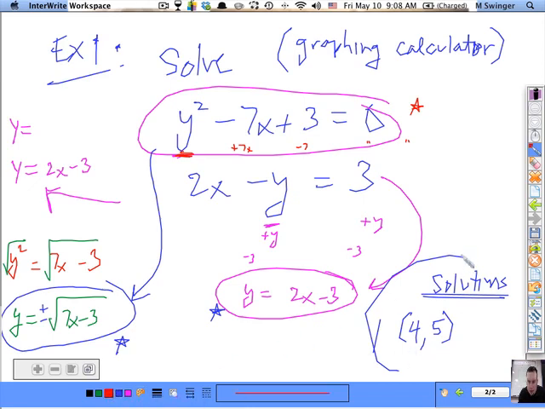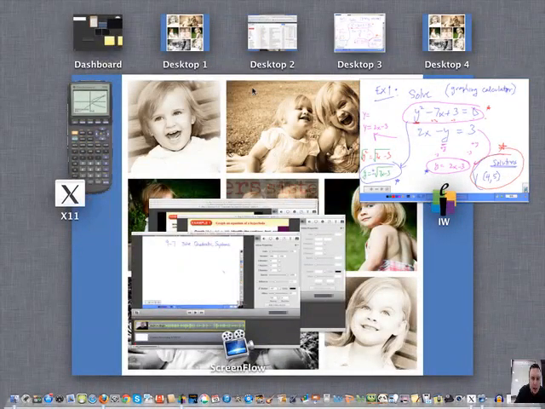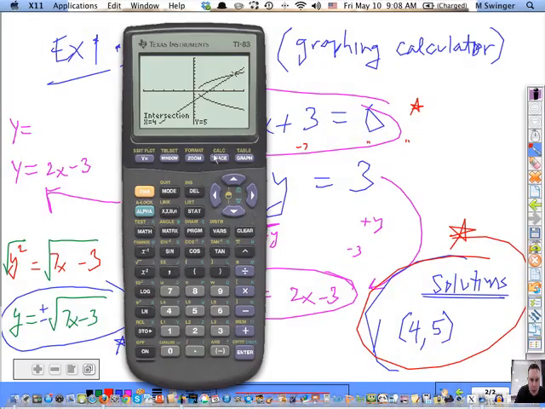Alright. Now we just have to find the other one. Here we go. Here's our final answers. 4, 5, and let's go back. Find the other one. Hit second, calculate, intersection. What do you want to find the intersection of? Well, the line, which is y1. So enter, because it's on there. And not y2. We just found the intersection of y1 and y2. We want to find the next one.